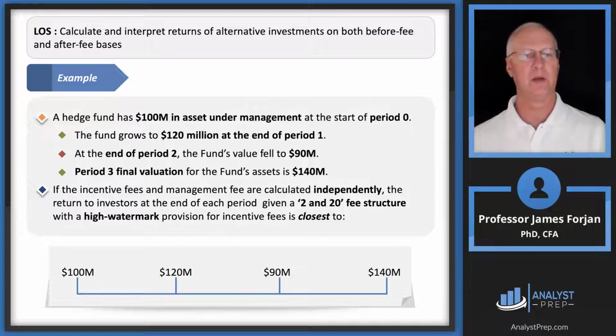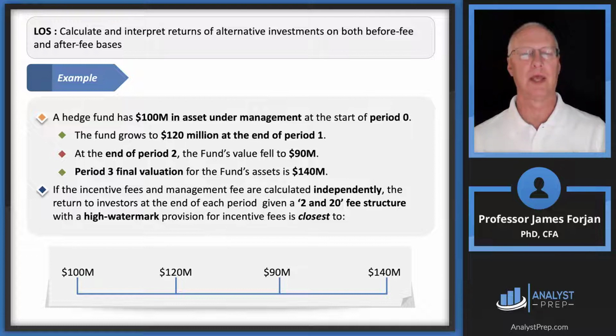We have a hedge fund manager. So we have 100 in assets under management to start with. Just look at the timeline down there. So at the end of period 1, we've grown that to 120. The end of period 2, we haven't done so well. It's fallen to 90. And at the end of period 3, it's gone back up to 140.